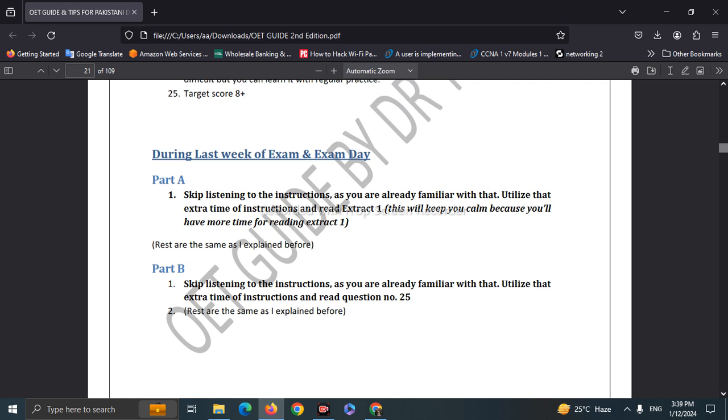During last week's practice and on exam day, I prefer that you can skip listening to the instructions as you are already familiar with them, and utilize that extra time to underline the extract, or keep calm, or get more time for reading.